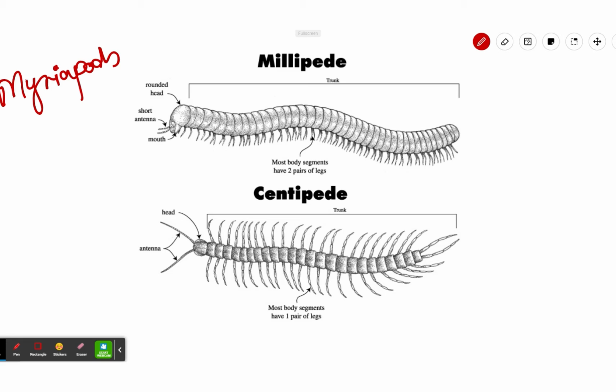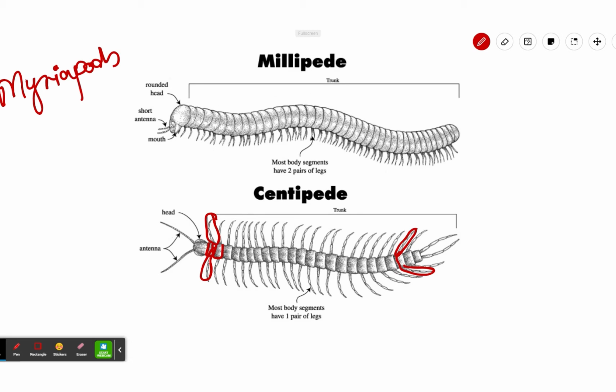So over here, centipedes and millipedes, the major difference is this, please pay attention: at each segment of the body, they have 1 pair of legs. One this and one other, so 2 legs, which means 1 pair. If you notice on each body segment, they have 1 pair of legs.